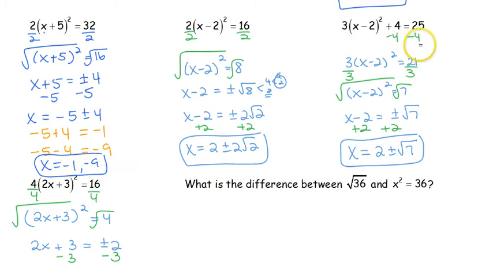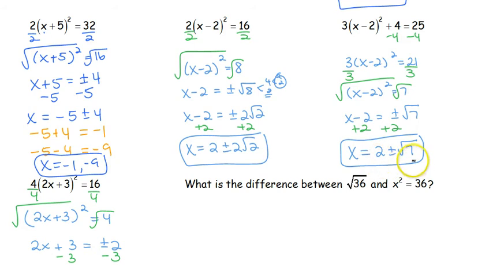Next one, we have to subtract 4 first and then divide by 3. We want to get into that quantity, so I've got to isolate the parentheses. Once I've got the parentheses isolated, we square root each side. And because I square root, I have to have plus or minus. Add 2 to each side.